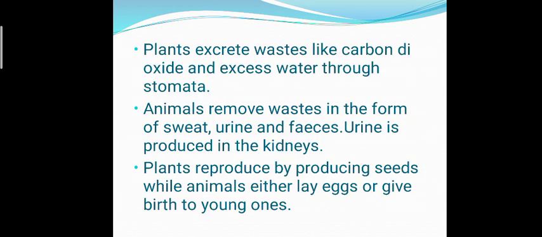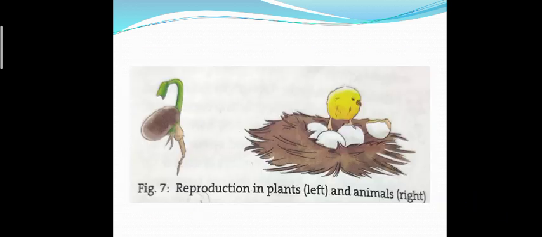Now plants excrete waste material like carbon dioxide and excess water through stomata. Animals remove their waste in the form of sweat, urine and feces. Urine is produced in the kidneys. Plants reproduce by producing seeds, while animals either lay eggs or give birth to young ones. Now this picture is again showing the process of reproduction in plants as well as in animals.